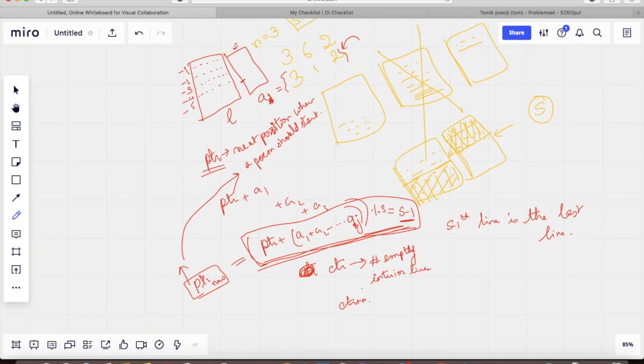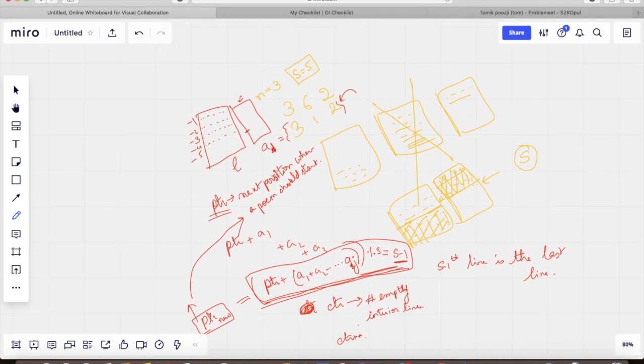Keep in mind that when I say a1, a2, a3 up to aj, I mean a is a permutation of the initial array. So if this was 3 1 2, we could have inserted like 1 2 and 3, so on and so forth.